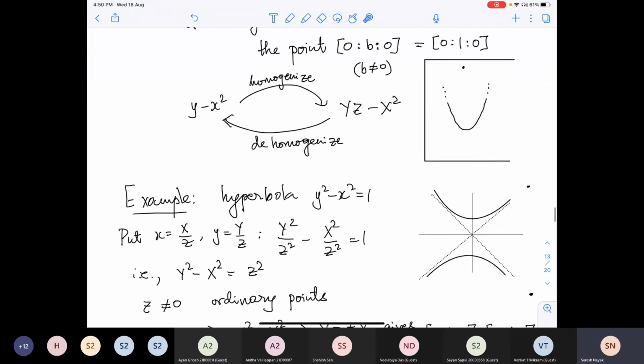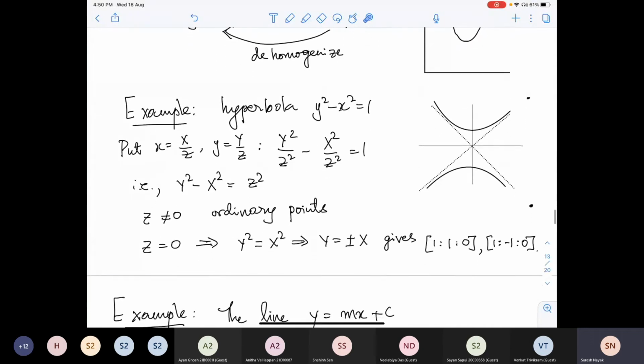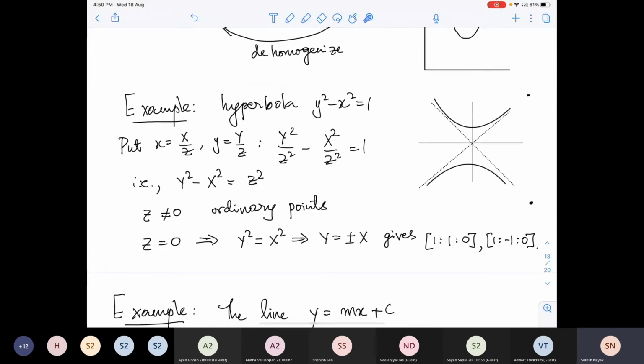Okay, so I think we are slightly running out of time. So let's look at a few more examples. Hyperbola y square minus x square is equal to 1. Again, let's do the same process. I'll substitute x equal to capital X by Z, y equal to capital Y by Z. This equation becomes this. Clear of the denominators, you get y square minus x square is equal to z square.